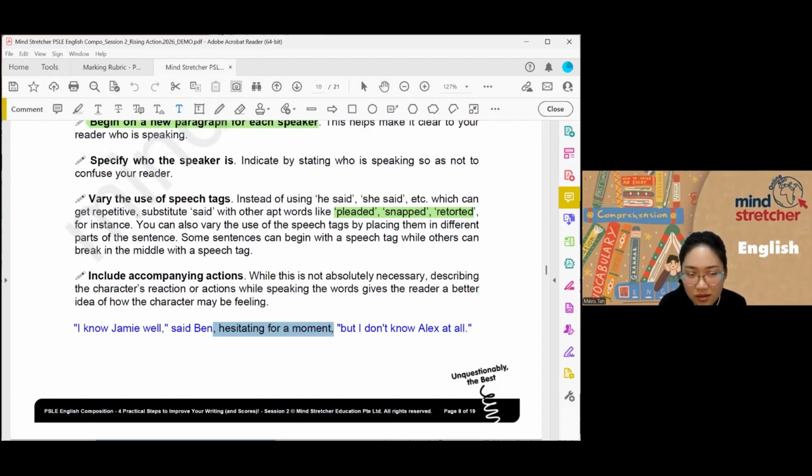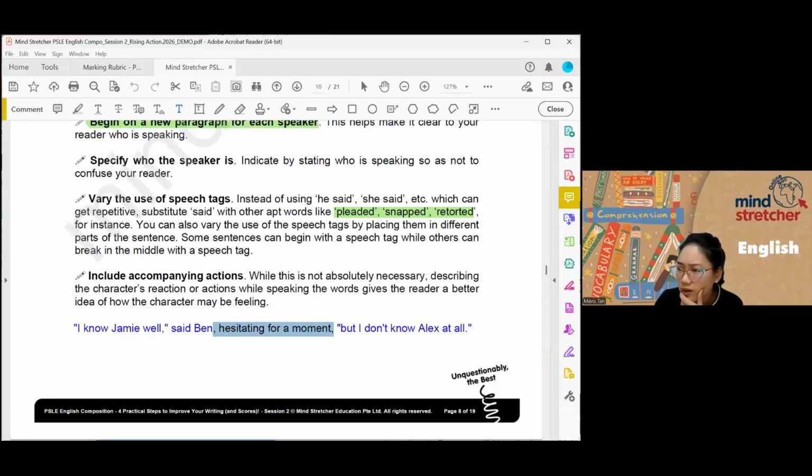So I know Jamie well, comma, said Ben, hesitating for a moment, but I don't know Alex at all. All this is said by Ben. If you're using this structure, you don't need to use dash. Dash, you can use it when there's no continuation because you were interrupted. Okay, you can use the dash, it's fine. Like what we saw in our model. Was it in the English or writing class today? There was a dash.